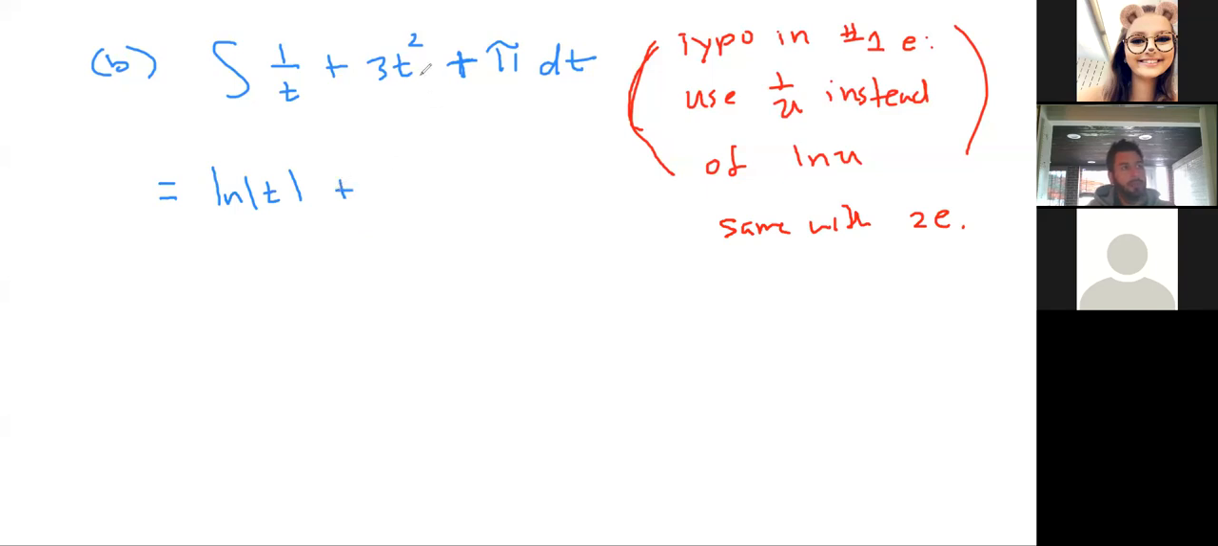And then this becomes t cubed over 3. So the 3's cancel. And then this becomes plus pi times t plus c. Pi is a constant, so its antiderivative is pi times the variable. Does anybody have a question about this?